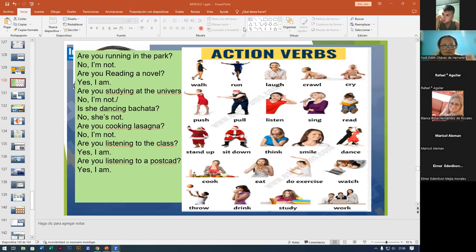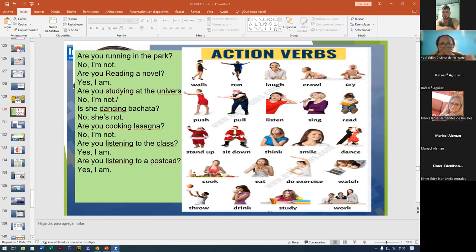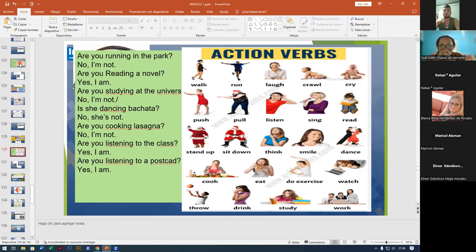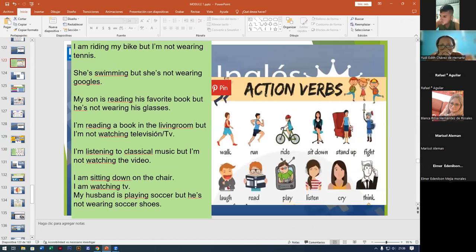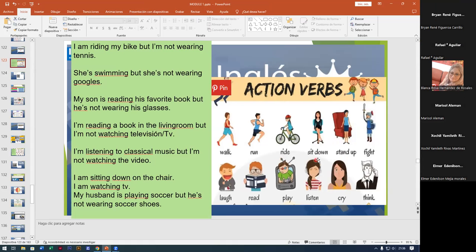Stand up. Let me see if I have the picture here. This one means ponerse de pie, pararse. The contrary action is sit down. For example, right now, to receive the class, everybody is sitting down. Todos están sentados ahorita. It's necessary. So they are contrary.